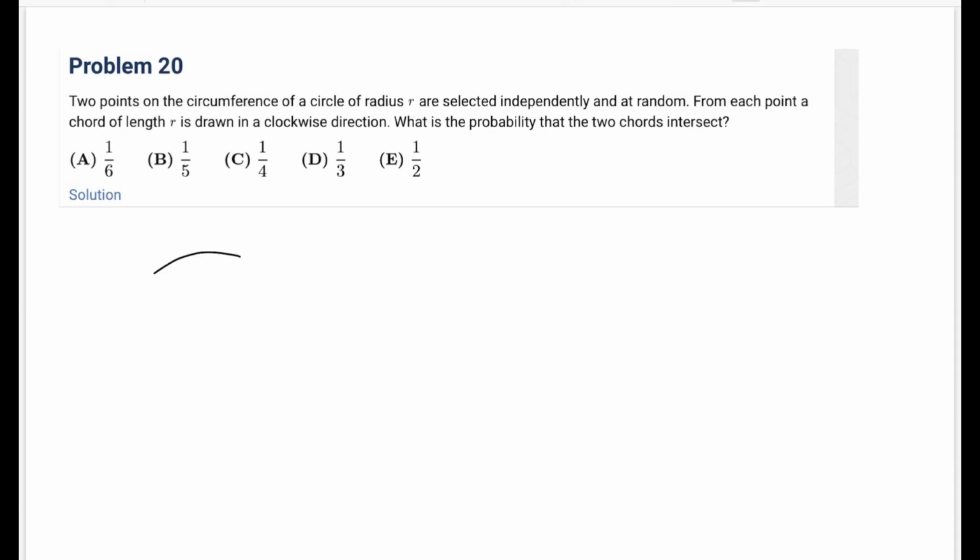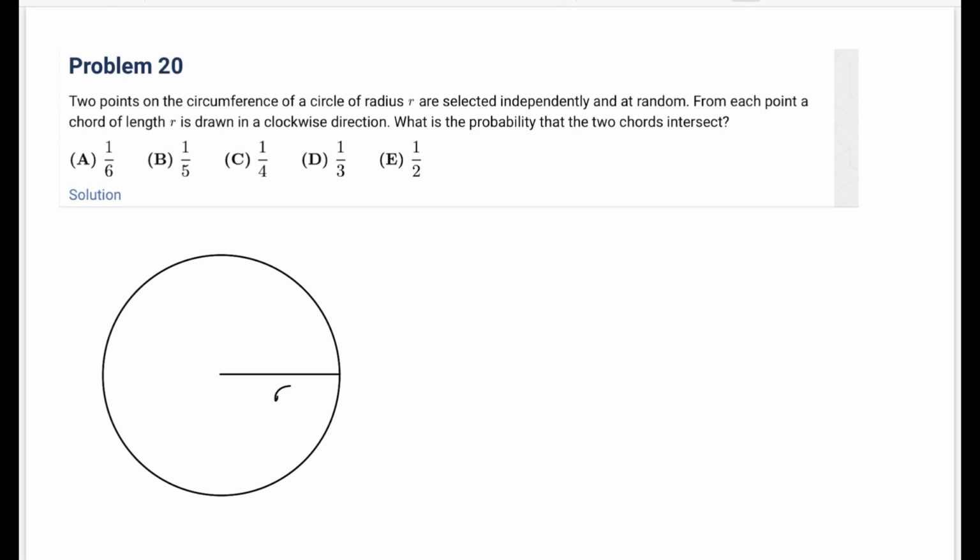So let's draw the circumference. The circle is like this, and then we have the radius r like that. So this would be r, and then 2 points are like this. So let's say that this is the point and this is the point, and this would also be length r, right? From each point, a chord of length r is drawn in a clockwise direction, so it will be like this. And for this it will be like that. Let's make it straight. Yeah, like that. And so, what is the probability that the two chords intersect?